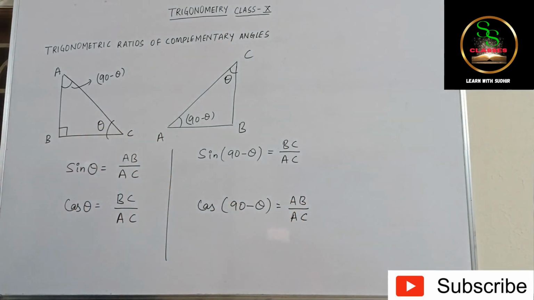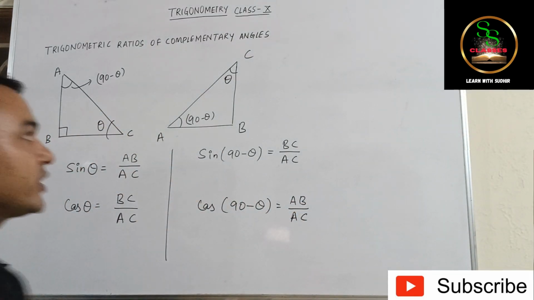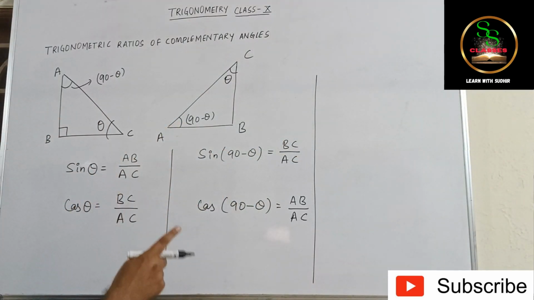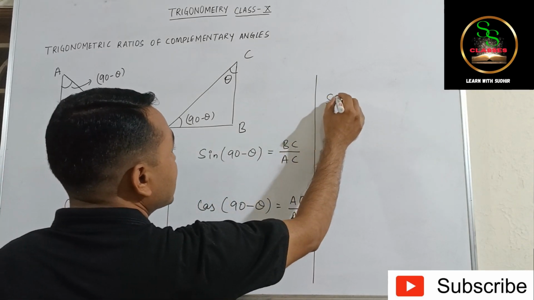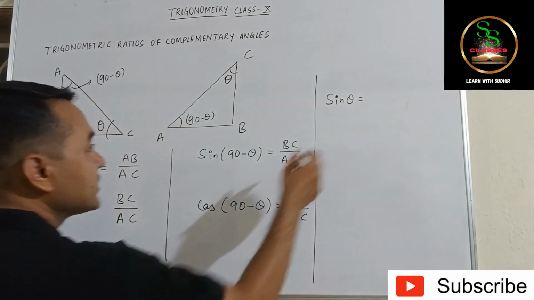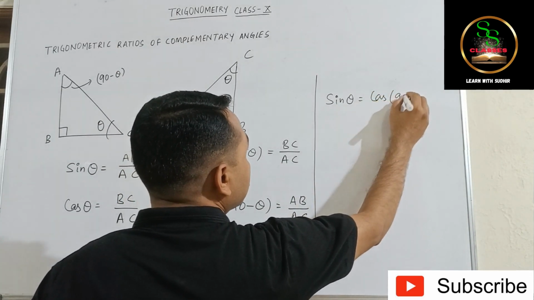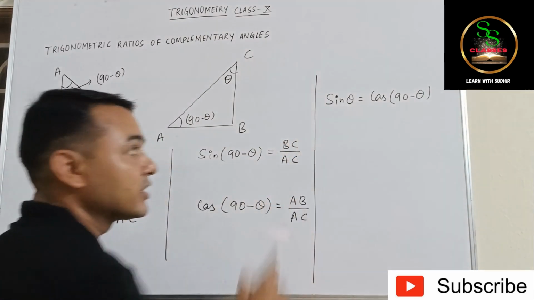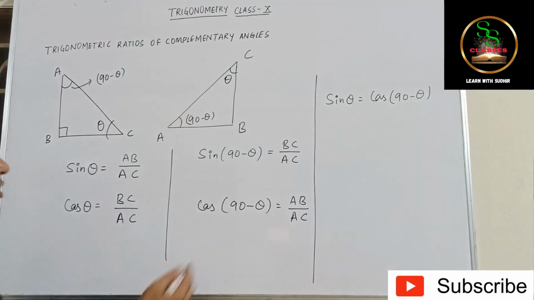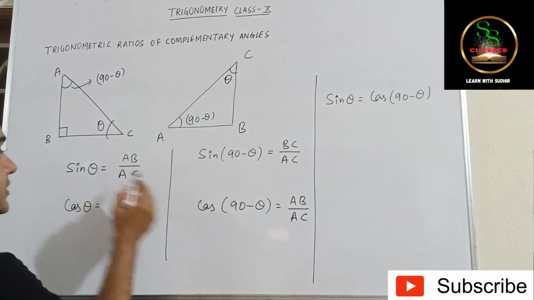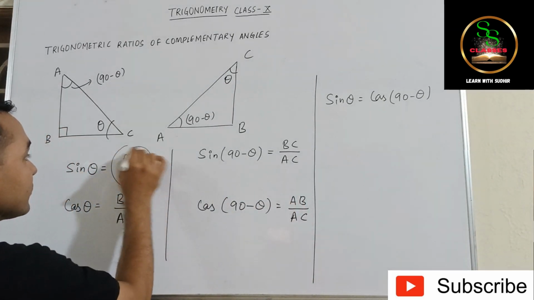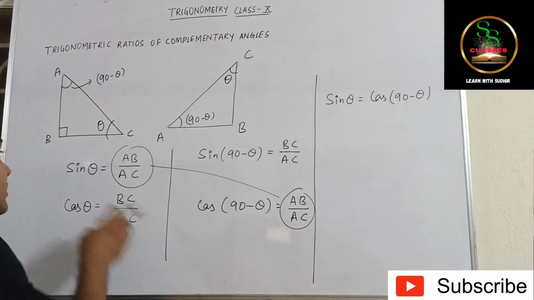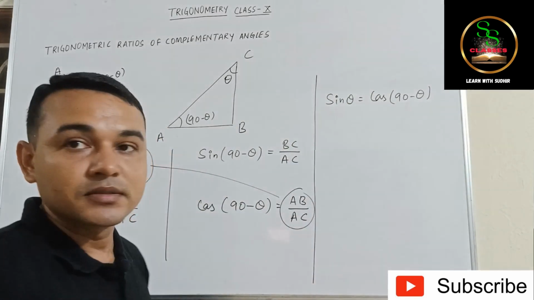If we come to this triangle, you can see cos 90 minus theta is AB by AC. So from these two observations we can say sin theta is cos 90 minus theta. Why? Because their value is the same, AB by AC, AB by AC. You can see from here. If AB by AC both are the same, we can say sin theta is equal to cos 90 minus theta.